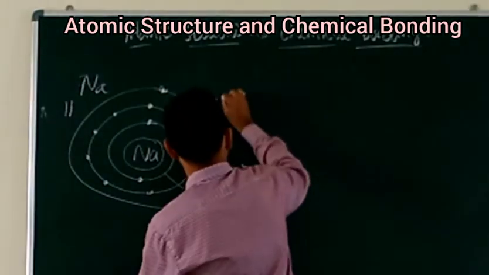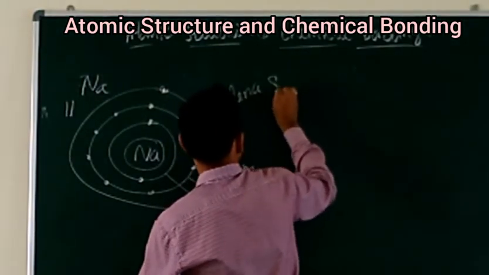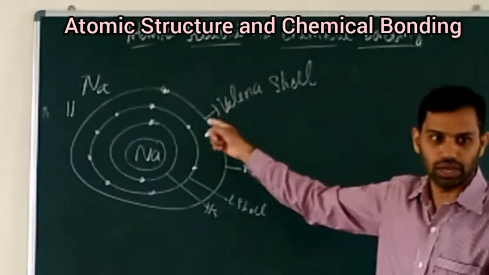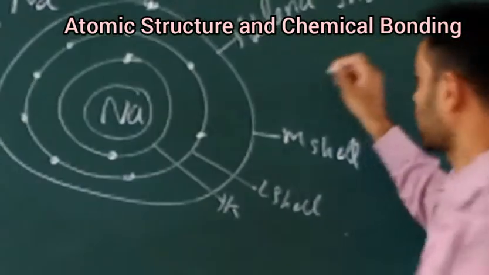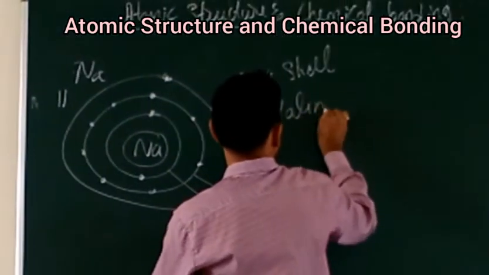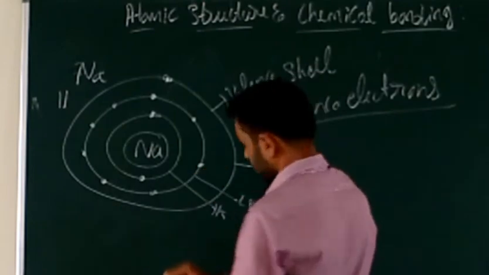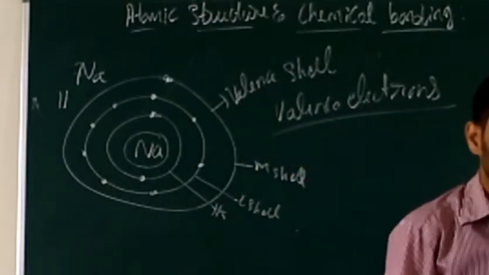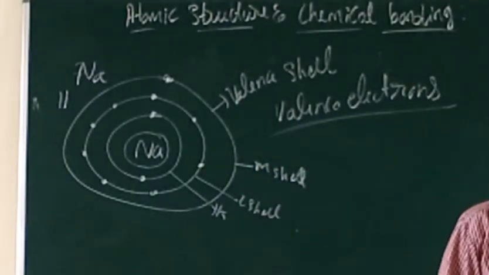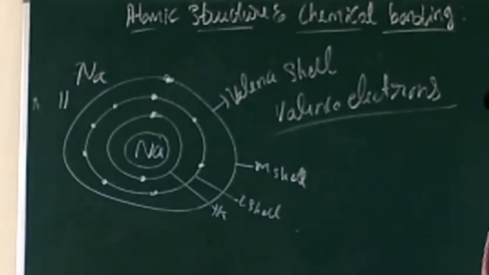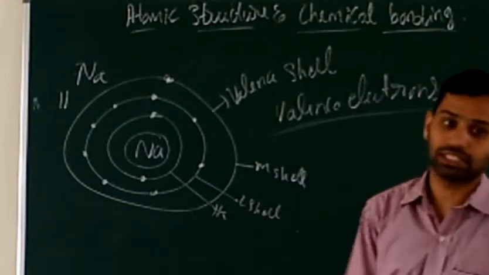So this is the valence shell, and the electrons present in the outermost shell, in the valence shell, are called valence electrons. These valence electrons are responsible for the chemical properties of the elements.